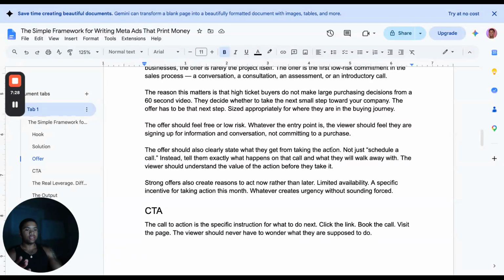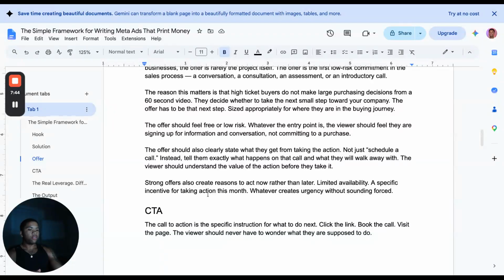And it's not just a simple "schedule a call with me." That's not exciting to anybody. Like, who are you? Why would I want to schedule a call with you? Instead, tell them exactly what's going to happen on that call, what they're going to walk away with. The viewer should really understand the value of the action before they take it.